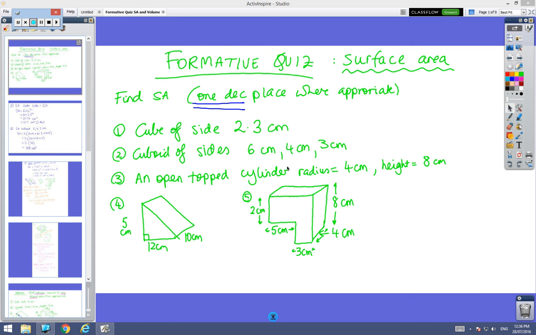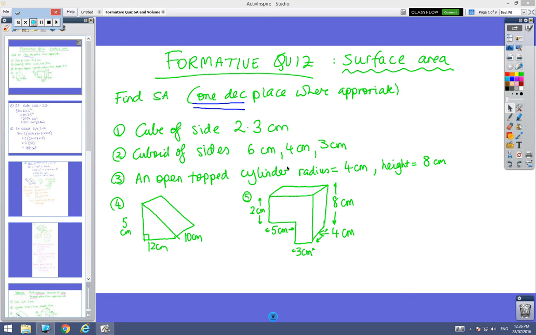Okay, so Year 10, we're looking just at a formative quiz on some of the aspects of surface area and volume on the following pages. So we've just got a few questions. It's not comprehensive, but it'll give you an idea what to expect. So I've got 4 questions here: a cube, a cuboid, an open-topped cylinder.